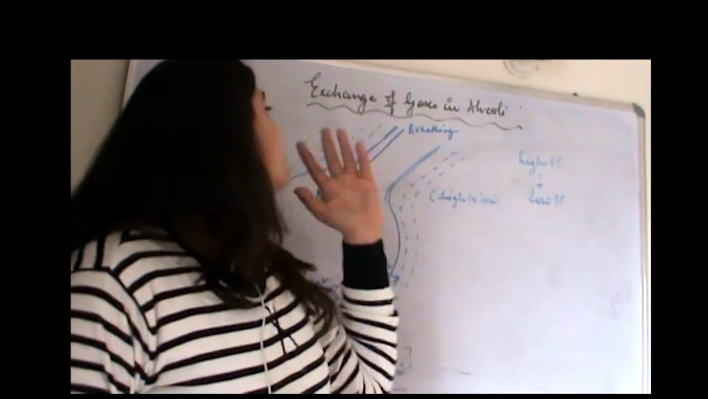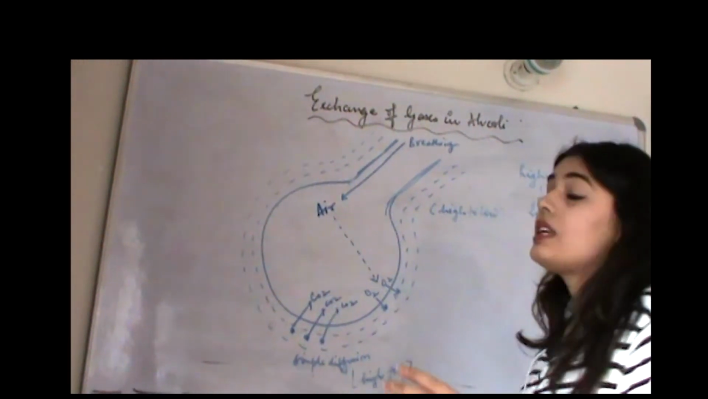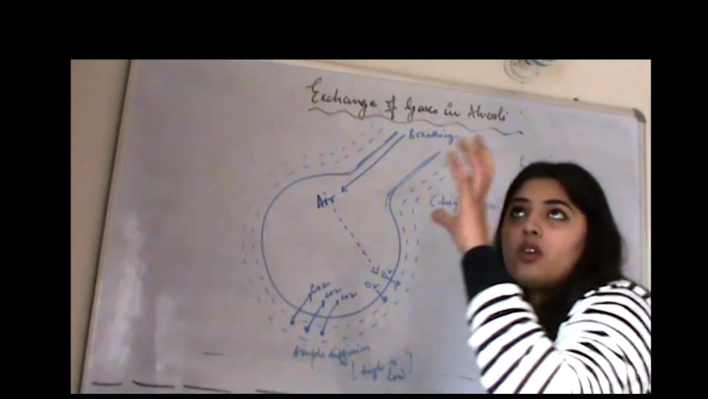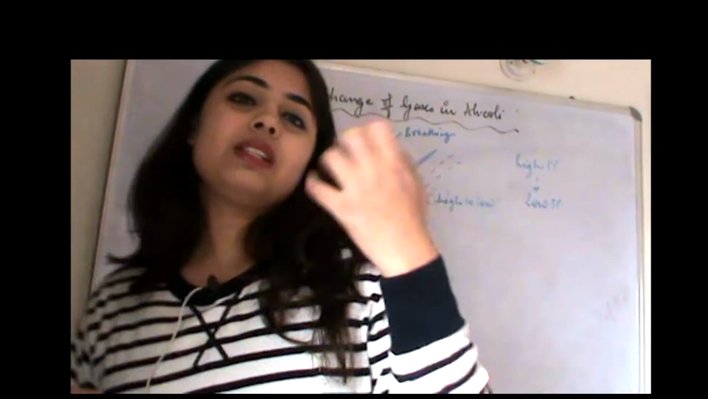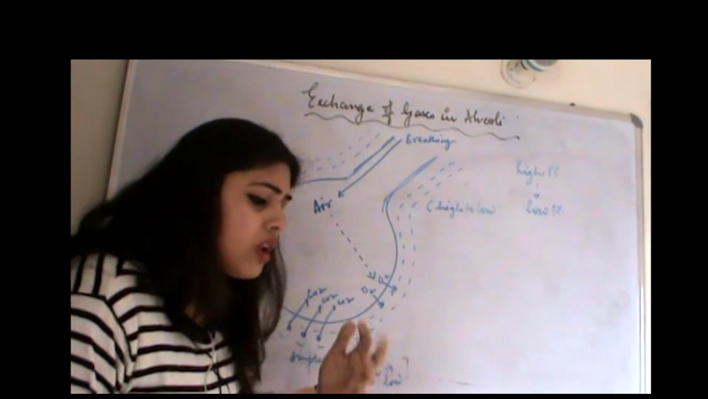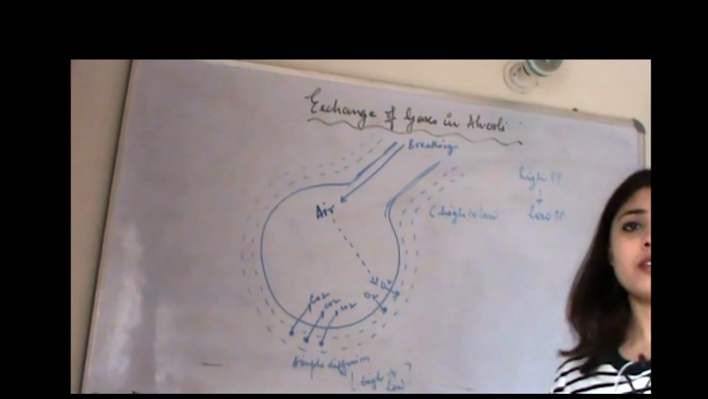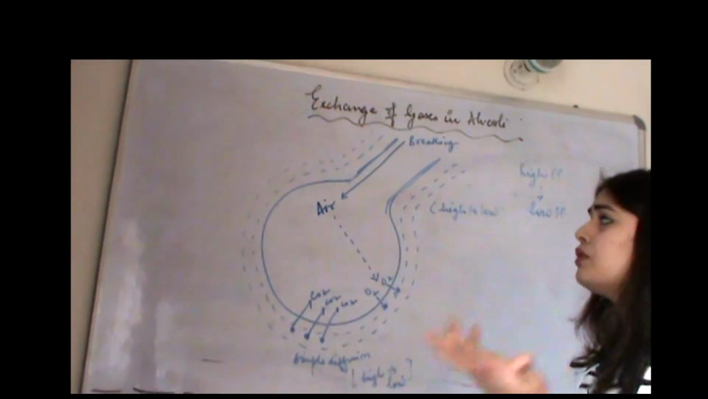So let's start with how the exchange of gases takes place in the alveoli. As you all know, air goes through the nostrils and the nasal cavity, and then the oxygen comes inside. After that it is entering the lungs. What is happening further? We don't know the whole process.